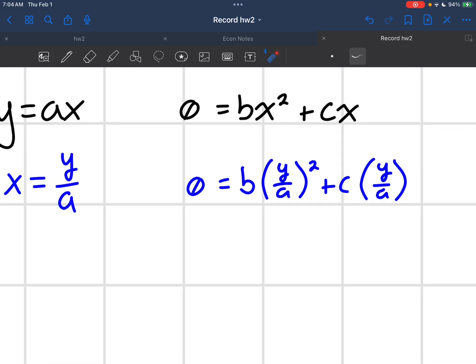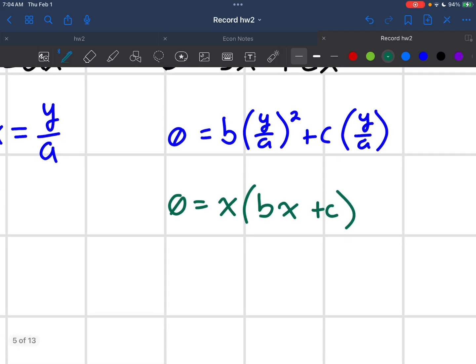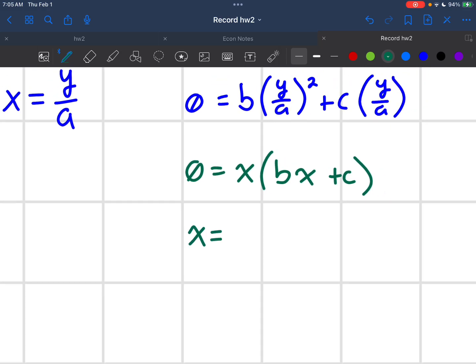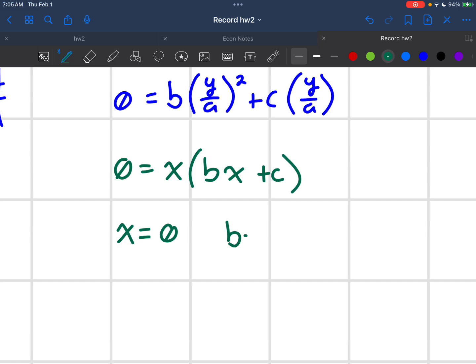So I can see that these 2 terms have a common factor of x. So I'm going to factor that out. I'll have 0 is, I said I was going to factor that out, b times x plus c. And then when I have these 2 factors, I set each one equal to 0 independently. So I get that x equals 0, and also bx plus c equals 0.